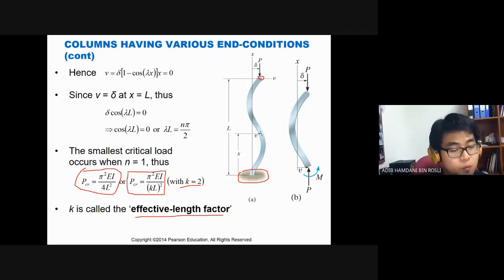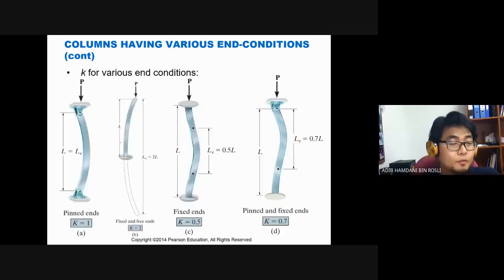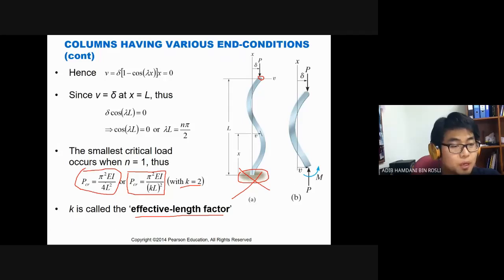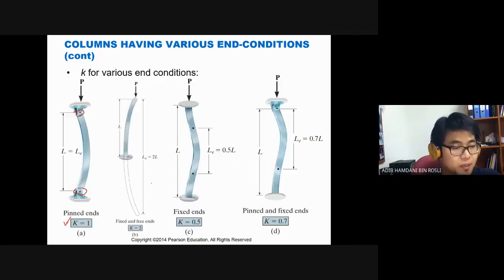Why is K equals 2 in this case? Because this is fixed and free. So for various end conditions, here we give four for you. If it is pin and pin, like the first one that we did, K equals 1. So what does it mean? Your P critical will be pi squared EI over L squared, as simple as that.